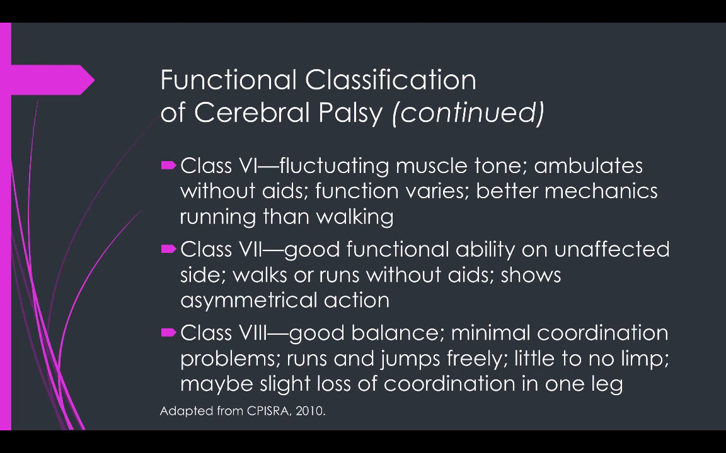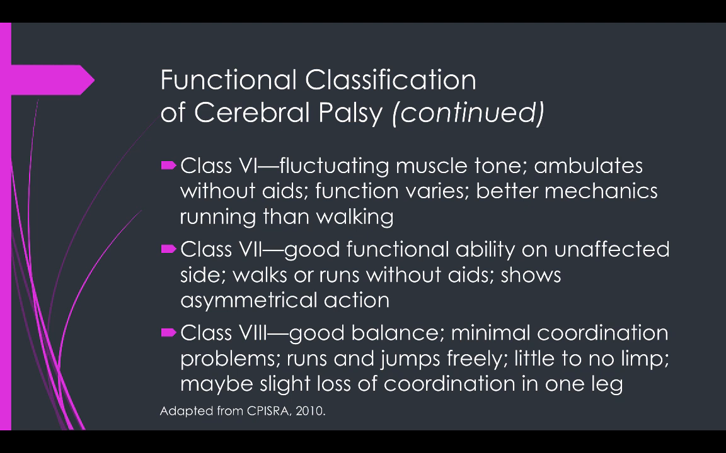So walking, usually we'll see some sort of a scissor gait where their legs may cross over as they're walking, or at times they may drag one of their legs. Moving on, class 7, good function, ability, kind of overall, walks and runs without aids, but has some asymmetrical action. So usually that's more hemiplegia on the affected side.